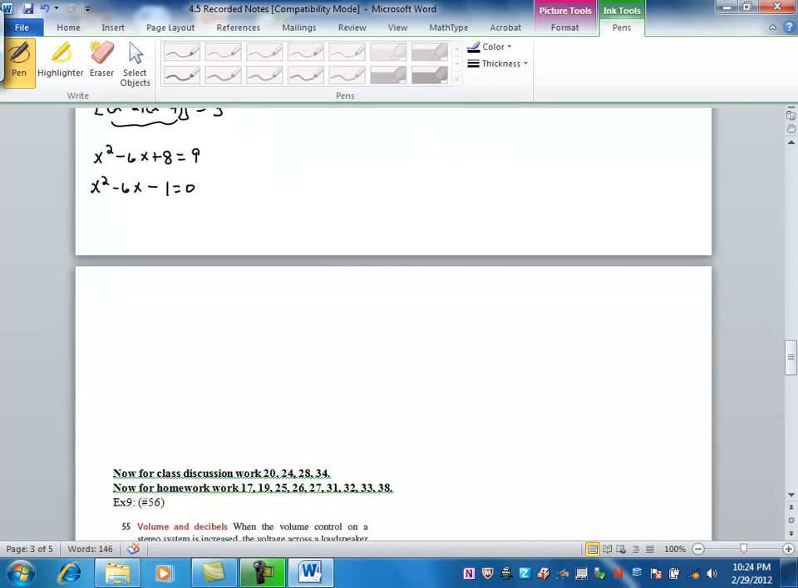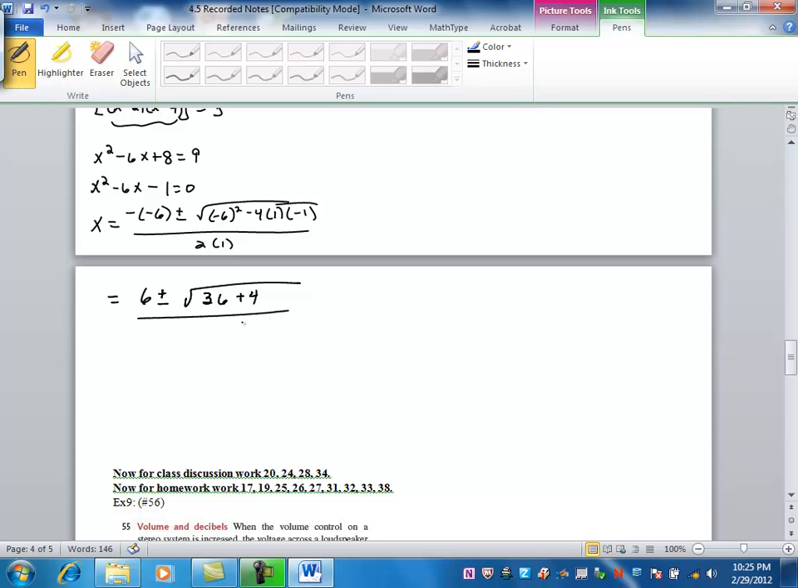And so that unfortunately will not factor. We'll need to use the quadratic formula here. X equals the opposite of negative 6, plus or minus the square root of negative 6 squared minus 4 times 1 times negative 1, all over 2 times 1. So we get 6 plus or minus the square root of 36 plus 4, all over 2. 6 plus or minus the square root of 40 all over 2. We'll break that down. 6 plus or minus square root of 4 times the square root of 10 all over 2.